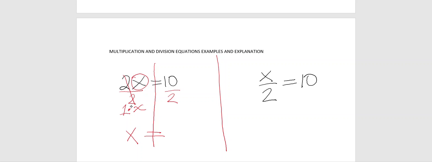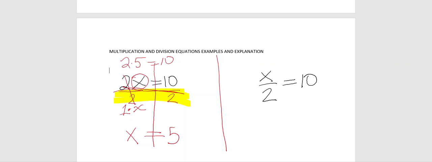What you do to one side of the equal sign, you have to do to the other side. 10 divided by 2 is 5. Does my answer make sense? Yes, because 2 times 5 does in fact equal 10. I know that's a very simple example, but what inverse operation did we use to solve this equation? We used division right here.